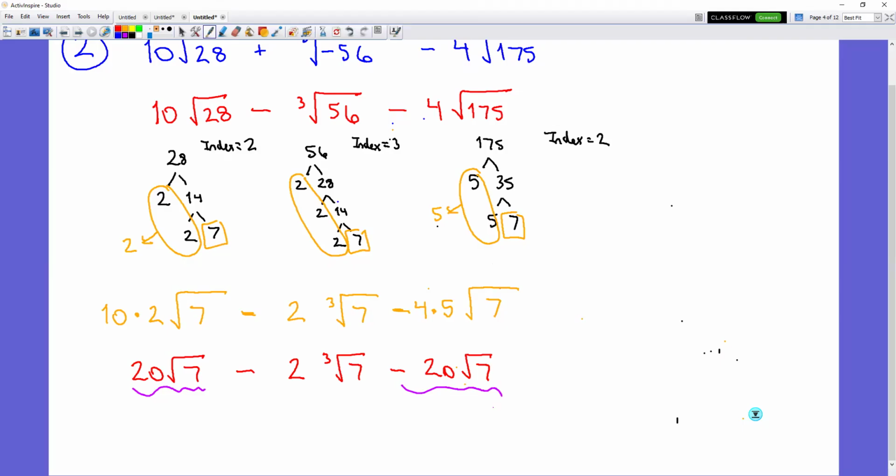Well, that's 20 square root of 7 minus 20 square root of 7. Well, 20 square root of 7 minus 20 square root of 7 is going to be 0. It's going to cancel out. So I'm going to go ahead and just cancel these out. And all I have left is just negative 2 cube root of 7. And that is the answer to this problem.